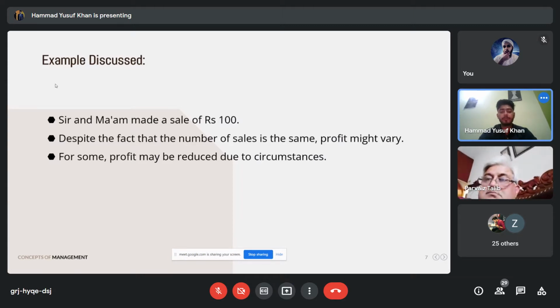The explanation might be because sir could have taken a loan or may have been in a different state and had to pay a different tax on expenditures. It demonstrates how productively the assets are utilized.